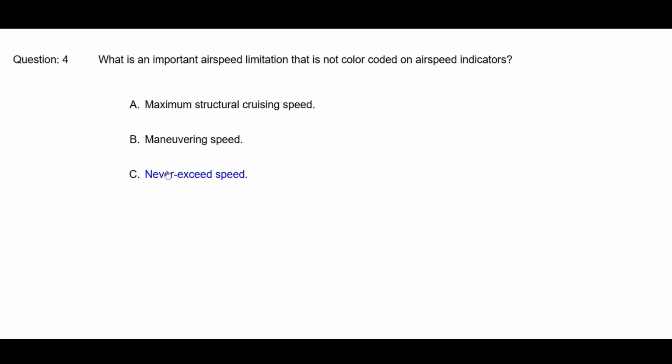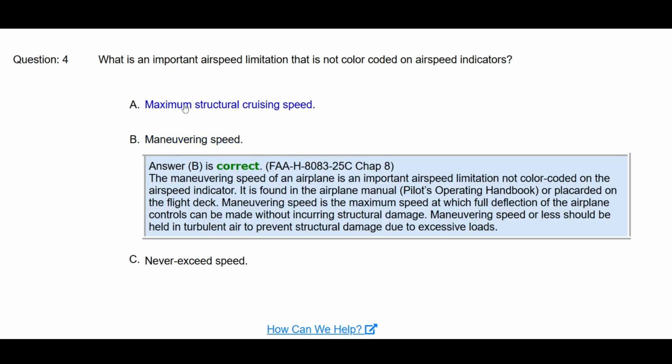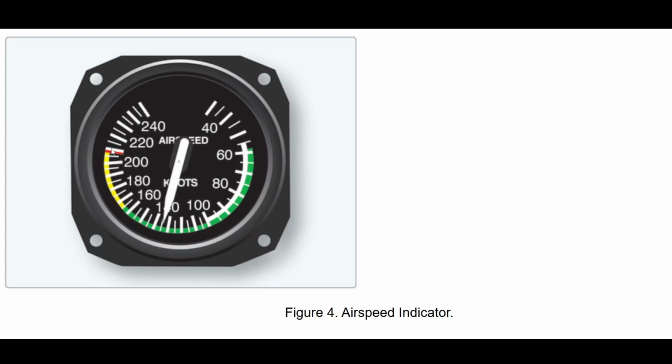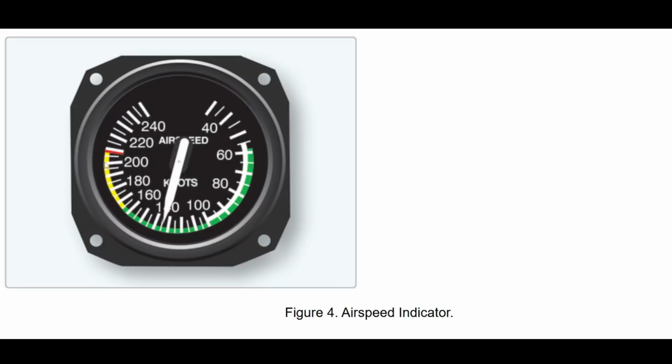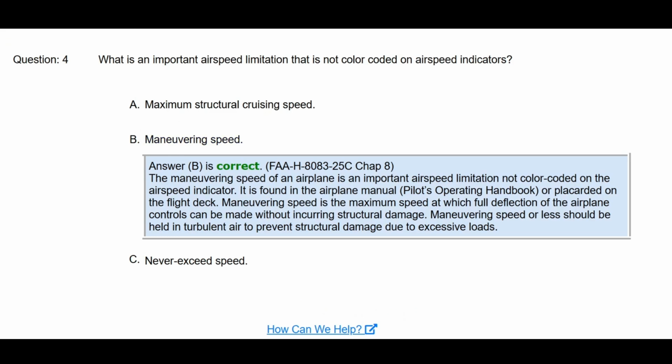What is important about airspeed limitations that the color is not coded on the airspeed indicator? It is maneuvering speed. Maximum structural speed is at the end of this indicator, this is the red dial mark. Never exceed speed is again over here at the red and yellow marking. Maneuvering speed is not mentioned in this indicator.